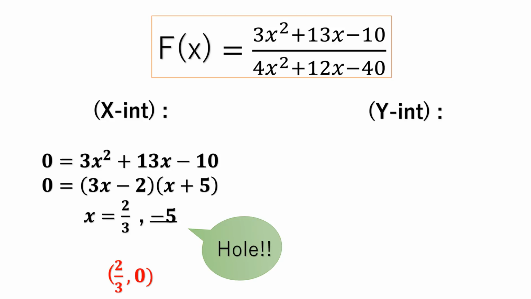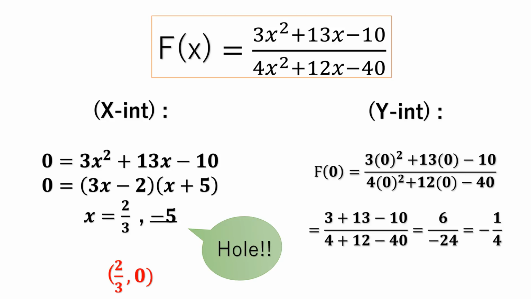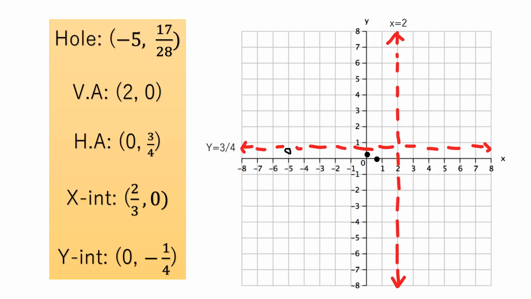So y-intercept next. We will put 0 into the x. The answer is 1 over 4. These are the coordinates that we could have found before. So we are gonna put these coordinates onto the graph.